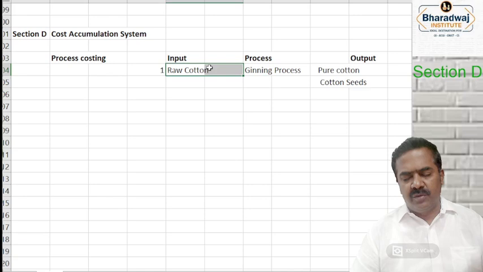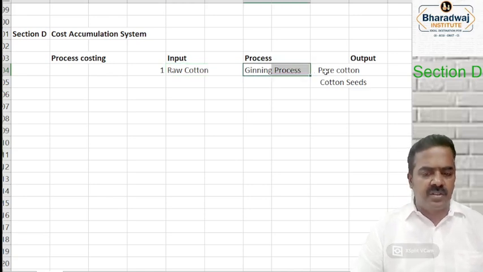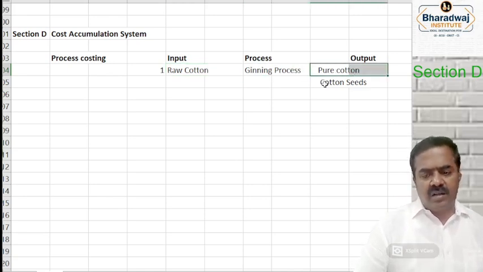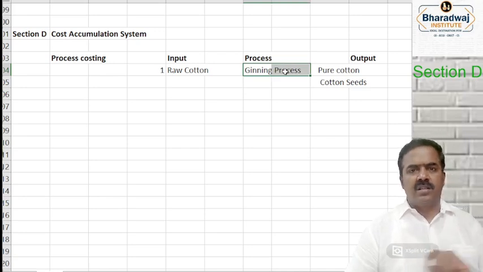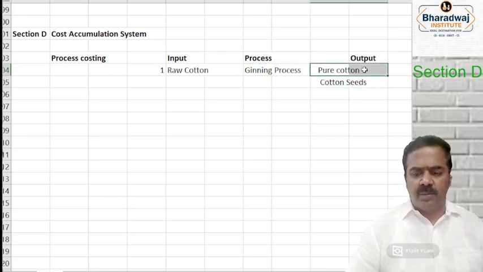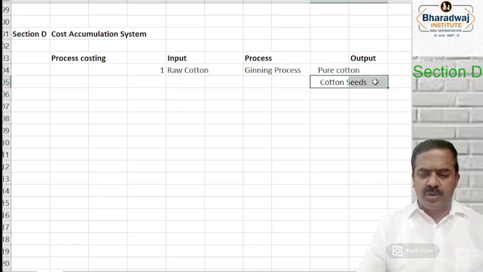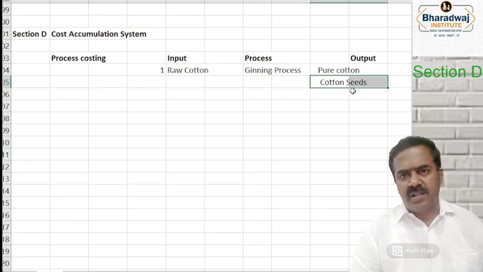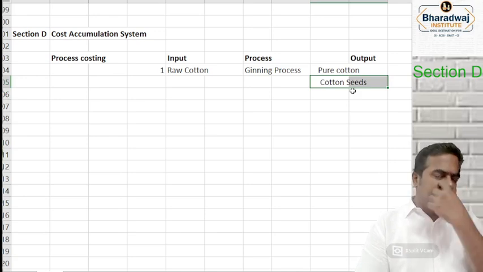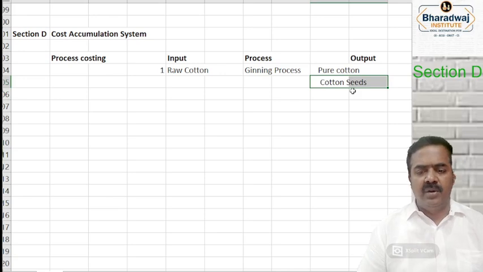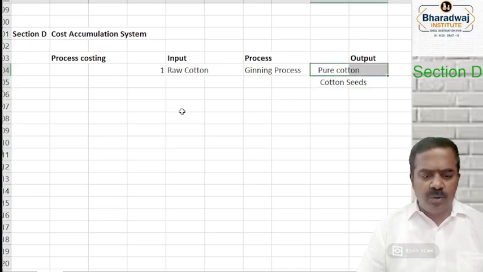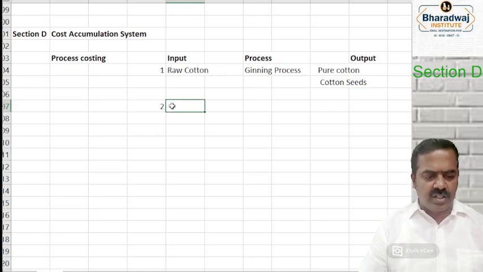Okay, you get cotton from the agricultural field, you do the ginning process. What is the output? Pure cotton, and the cotton seeds. Simple. In this process, we just remove the dust and split the cotton seeds from the cotton. Cotton seeds are used as animal feed, or again for seeding in farming. You can also extract cooking oil or cotton seed milk from them. So pure cotton is the raw input for the next process.